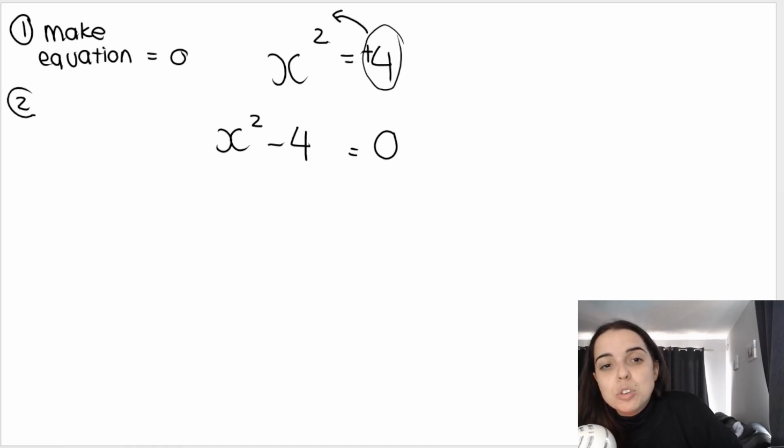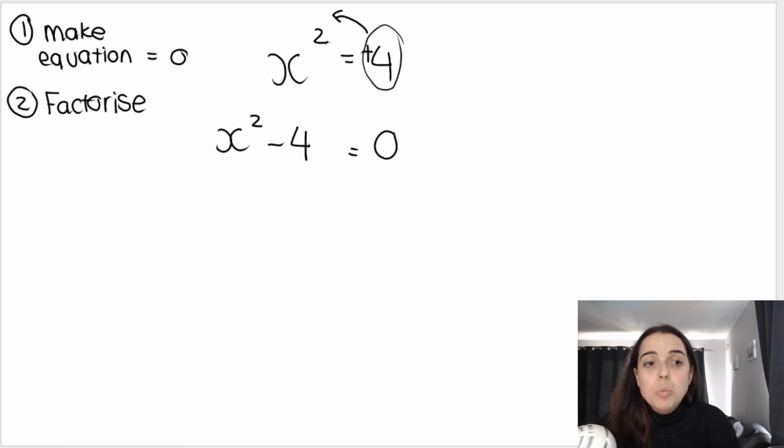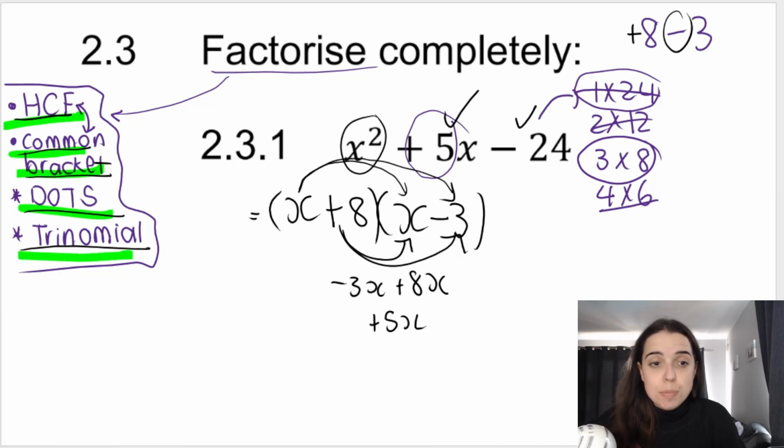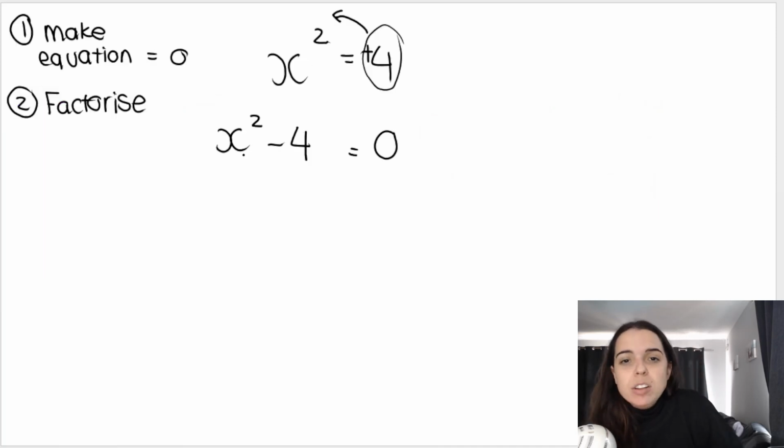And then step 2 is factorize. So remember, when you see the word factorize, you need to think: either we're going to do highest common factor, or common bracket, or difference of two squares, or trinomial. In the case of factorizing over here, we cannot take out a highest common factor. There's nothing that can be taken out of the first term and the second term. It's definitely not common bracket.